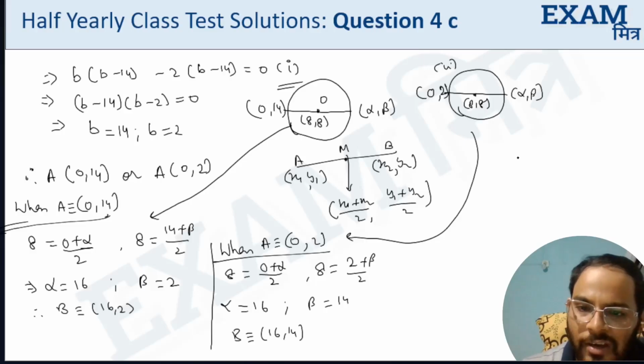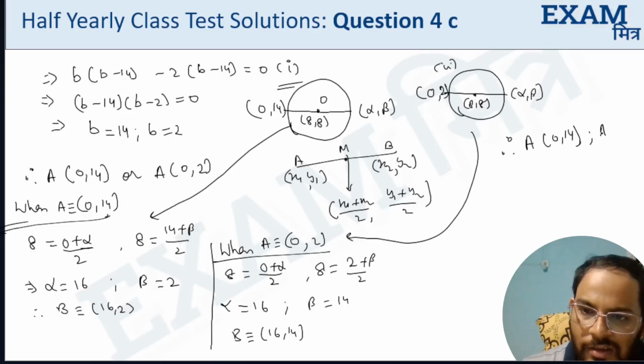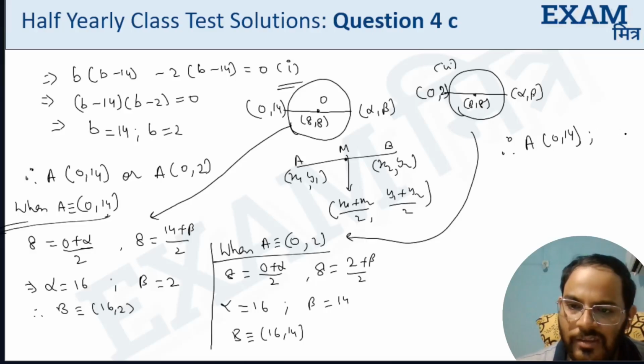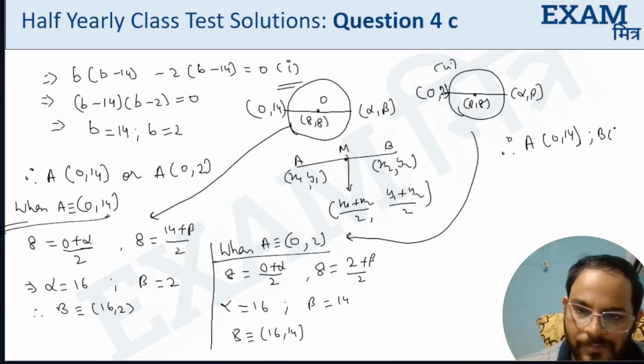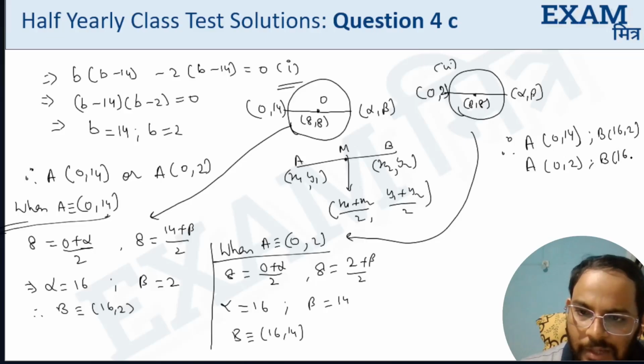So finally, what is the answer? The answer is, for A, the coordinates are (0, 14), and if A is (0, 14), then B will be (16, 2). Again, if A is (0, 2), then B becomes (16, 14).